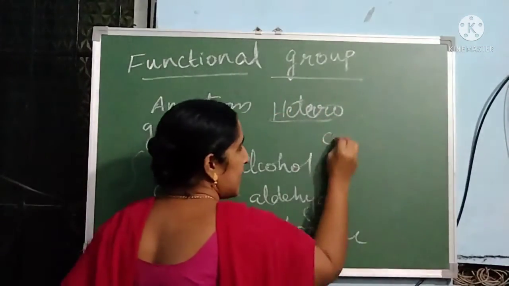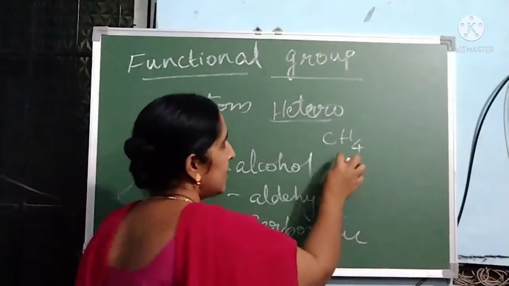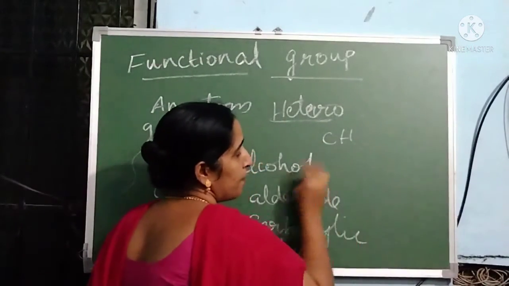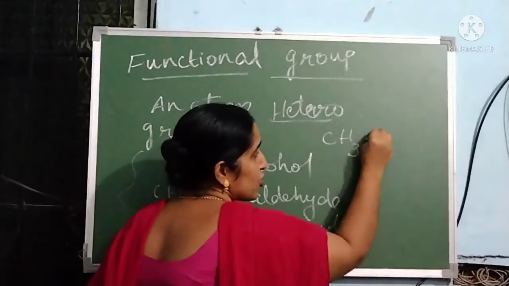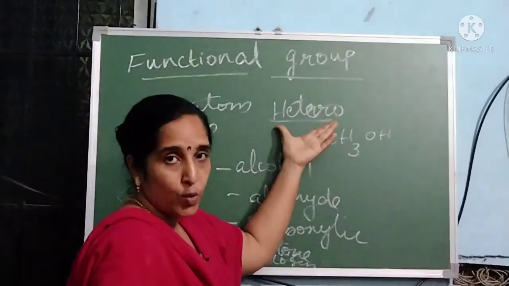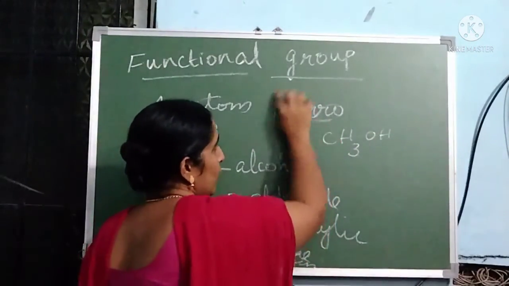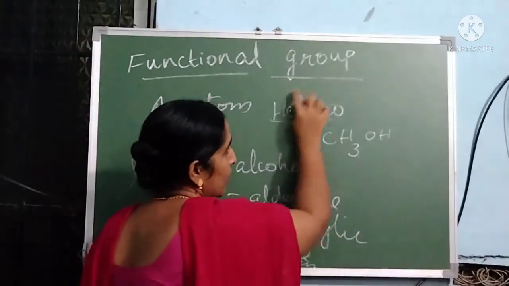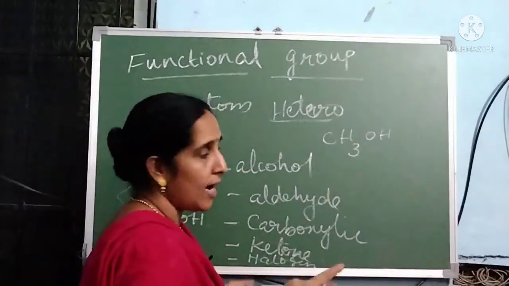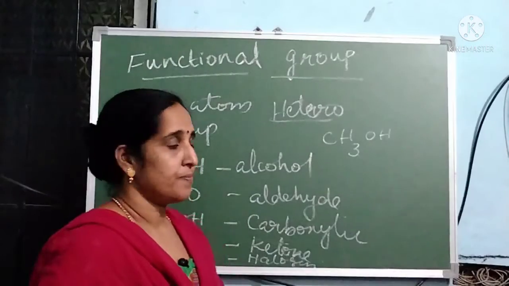Okay. Then what do you know about heteroatom? Suppose in a compound, CH4 is methane. Suppose in this compound, one hydrogen atom is replaced by a functional group. Then it is called a heteroatom. So what is a heteroatom? A compound in which one hydrogen is replaced by another group of atoms is called a heteroatom.